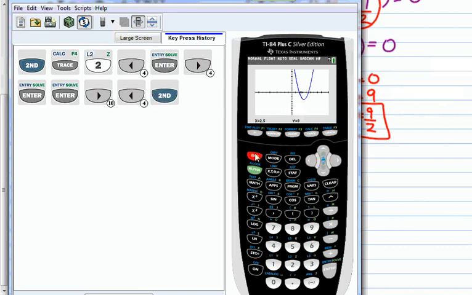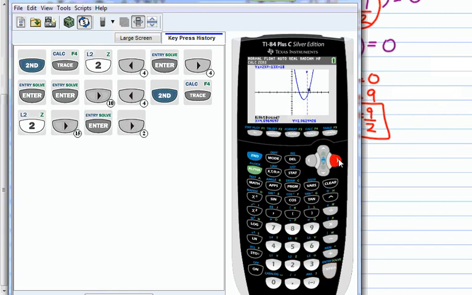we're going to hit second, calc, number 2, and hopefully the calculator is friendly this time. Left bound. So I'm headed over to the other 0. That'll be the left. Hit enter. And then I'm going to go to the right of it. And I went a little far up. No big deal. It's on the right. That's all that matters. Hit enter. I don't have to guess. And then 4.5, which is 9/2.